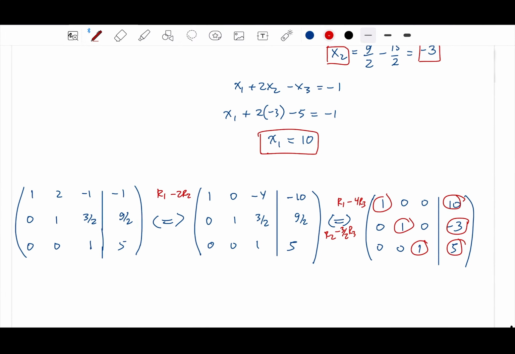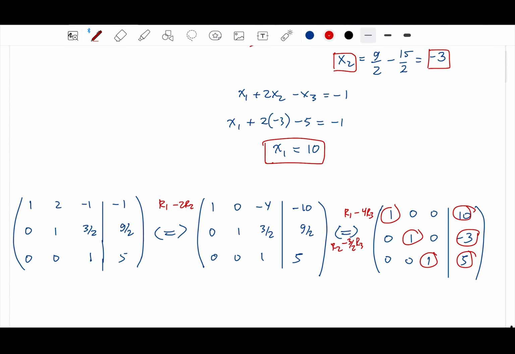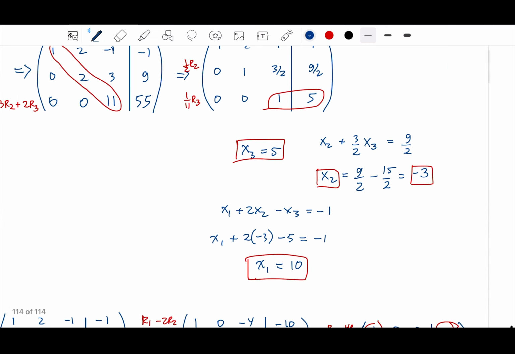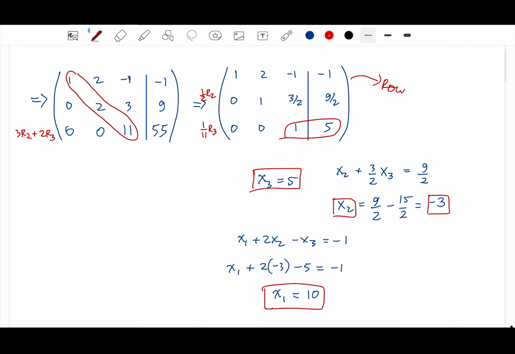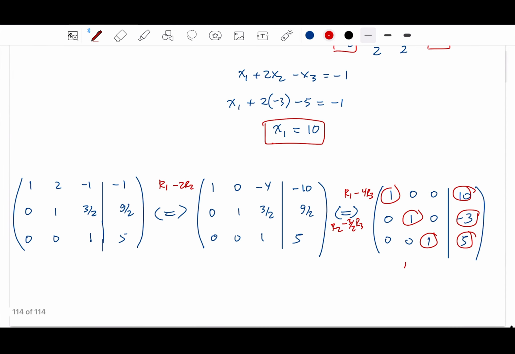Okay? The last form, when we did this elimination method, the last form is we call the row echelon form. This form is row echelon form. And this is the reduced echelon form. So when you have 1, 1, 1 in diagonal, we call the echelon form. Just the name, okay, the terms.